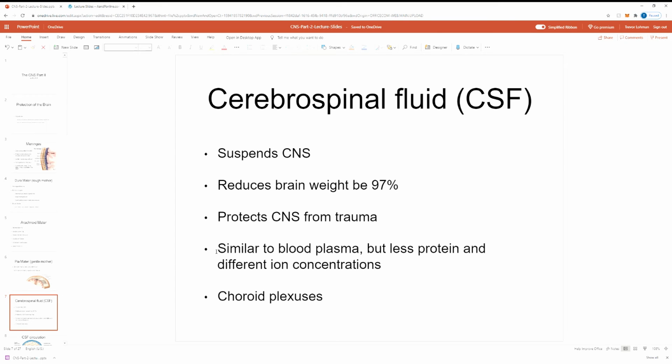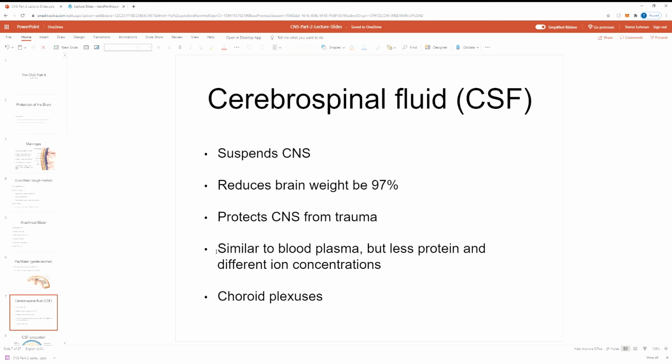So let's talk about CSF. So CSF is cerebrospinal fluid. It is a blood filtrate. You have a lot of blood filtrates in your body, and some that come out of your body, like sweat and urine. Synovial fluid within your joints is a blood filtrate. All of these blood filtrates are similar to blood plasma in that they are mostly water-based with some ions. This particular blood filtrate has a lot less protein than blood plasma.